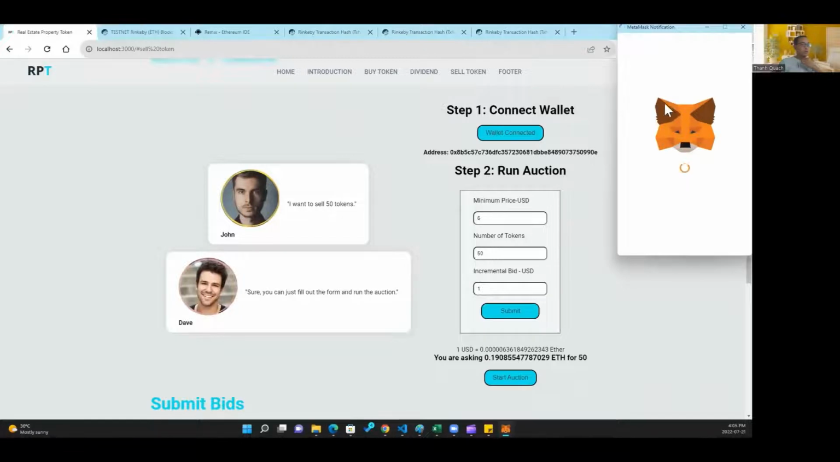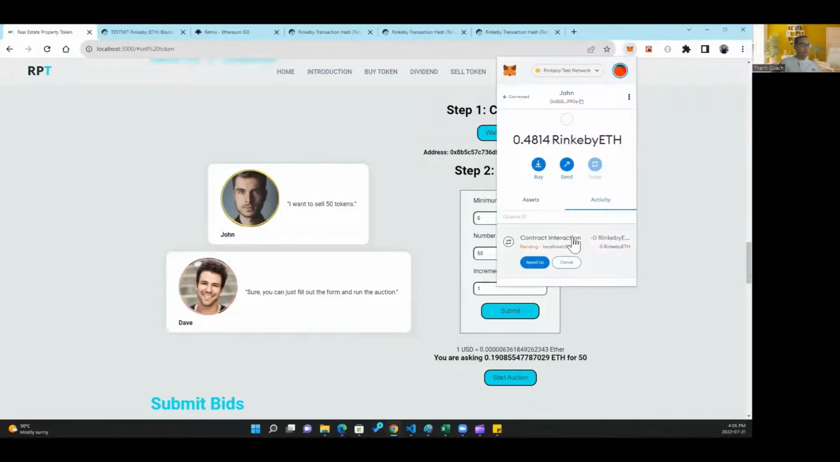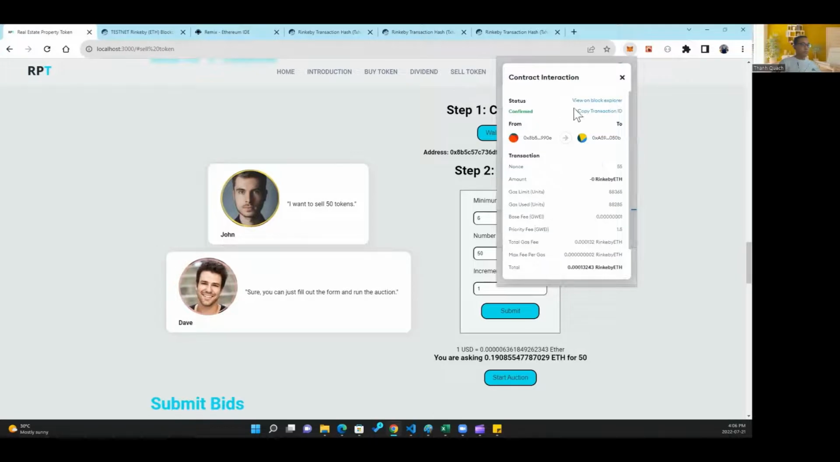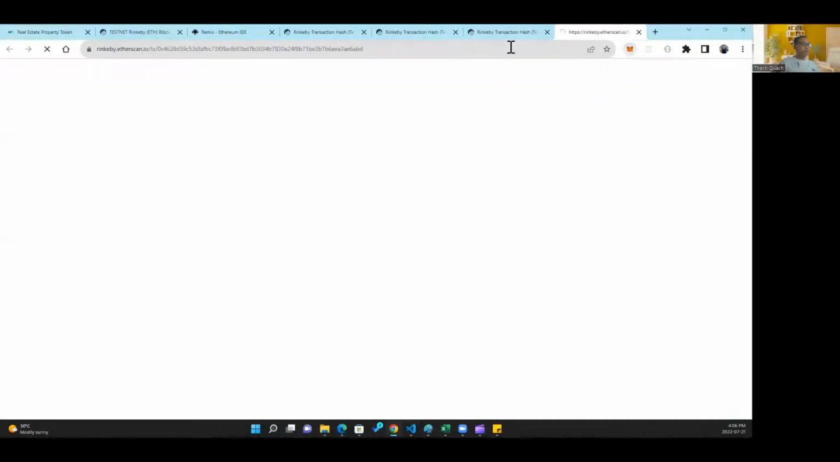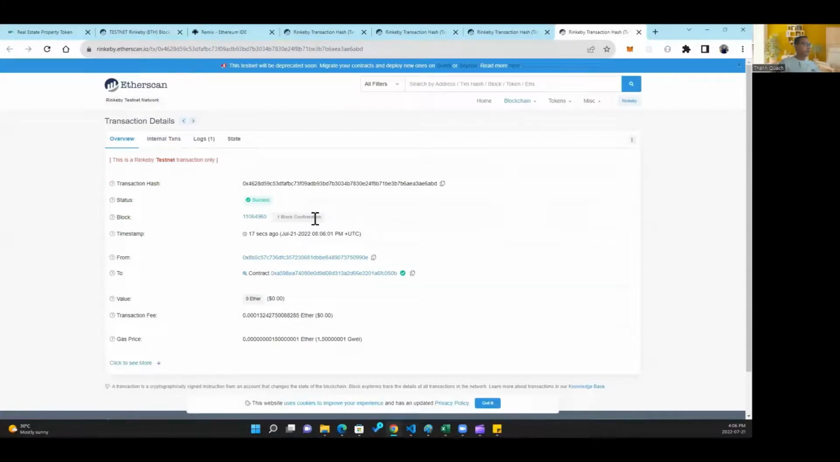And MetaMask pops up asking John to authorize the transaction. Still pending. All right, confirm. So the transaction has been confirmed.